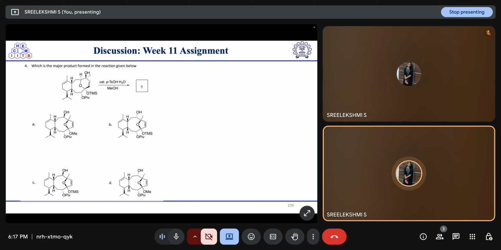Now the next question is, which is the major product formed in the reaction given below? This particular compound is treated with a catalytic amount of paratoluene sulfonic acid, hydrated, in methanol. Which is the major product here?